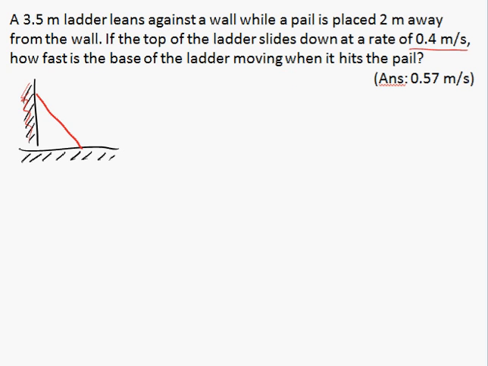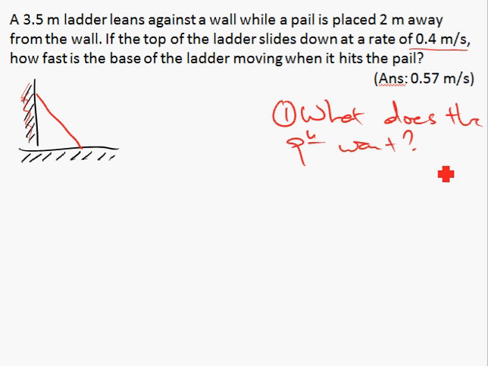Okay, first things first. Number one, what does this want? What does the question want? Okay, now when I mean what does the question want, I'm talking about what does the question want in mathematical terms. Okay, so look at this. How fast is the base of the ladder moving when it hits the pail? This ladder would slide downwards, so it will move this way. The top of the ladder would slide this way. Am I correct? So let's call this direction x.